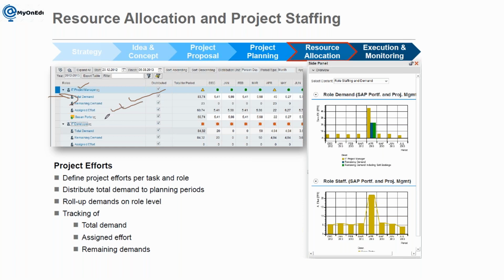And Suzanne P. Porter, this is the resource, a staff member, which is assigned to this role. So here you can distribute your demand. Okay, this is the best part here. So define project effort per task and roles. You can distribute total demand to planning periods, roll up demands on the role level, and track total demand, assigned effort, and remaining demand. So you can manage all these things in the system.